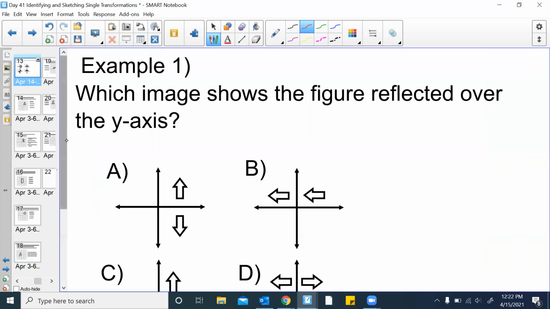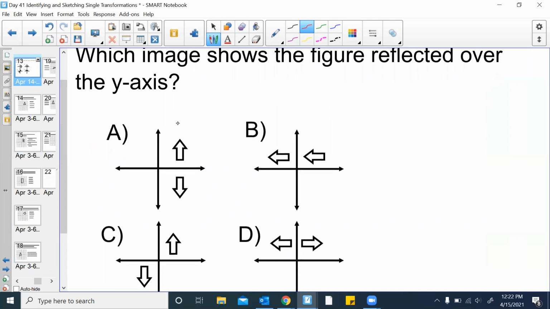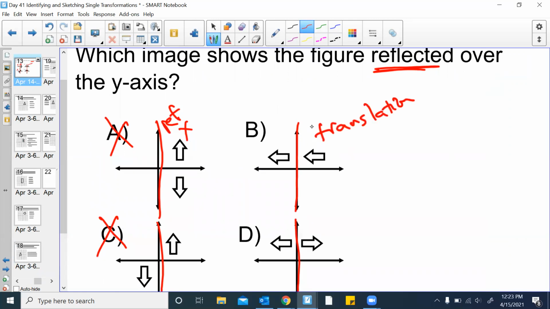All right, so now let's really get into the problems. Which image shows the figure reflected over the y-axis? Well, first of all, let's look for our y-axis. We're looking for it to be reflected over the y-axis. Well, A's out because this is reflection over the x. C is definitely out. There's a lot going on here. B would actually be a translation, because this is kind of going that way. And D would be our reflection over the y.